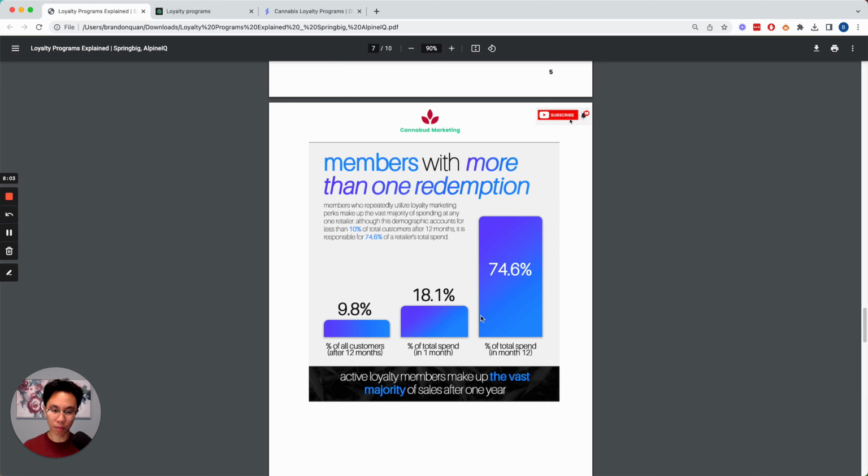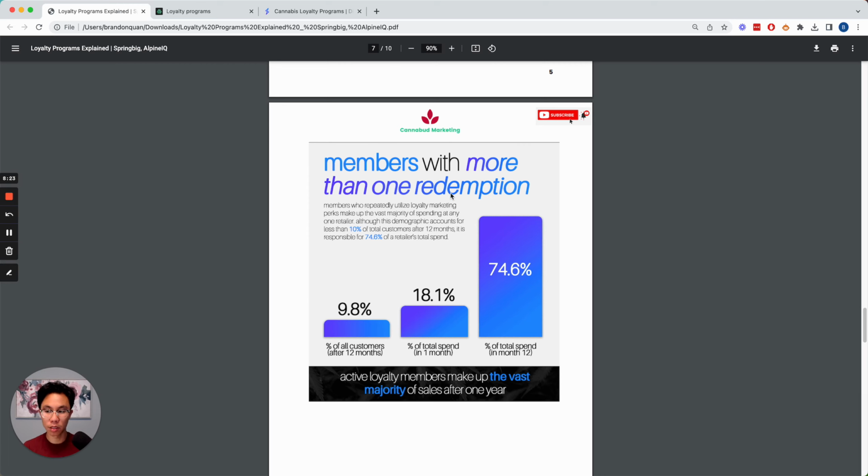This is more 10%, 90%. But you can see here that the members who have redeemed anything to do with loyalty are only making up 10% of the customers after 12 months, but they make up 75% of the purchases, right?